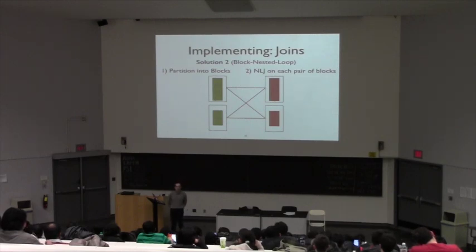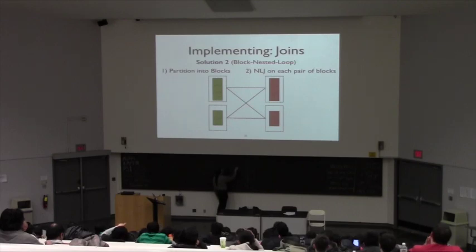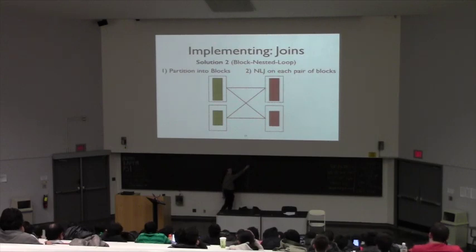Not necessarily. If the disk head stays in the same position, you're still scanning over each of the input streams. So you're still essentially doing the same exact thing. Only you're reading this entire chunk of A into memory. You're reading this entire chunk of B into memory.